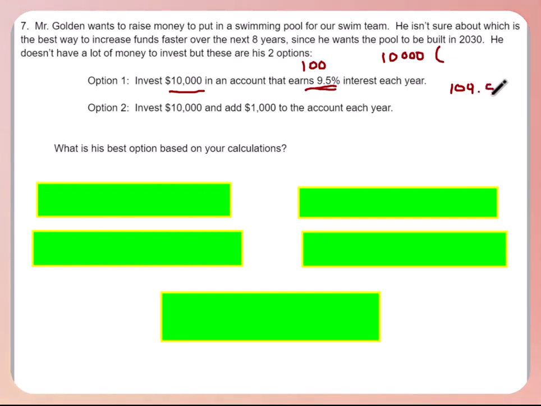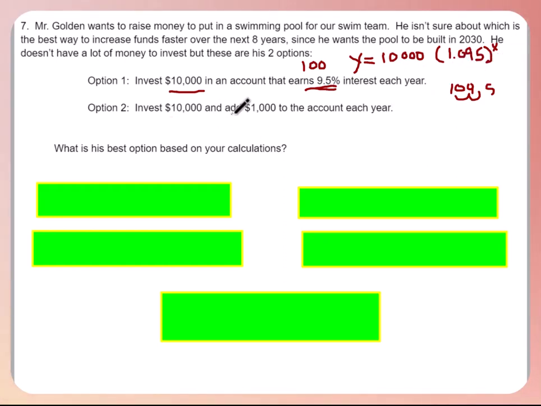Now to change that to a decimal, move the decimal 2 places to the left. So that's 1.095. That's what we'd multiply by each year. Okay, we're going to raise that to the x. So that's what our equation looks like. You can use function notation as well. Instead of y, you can put f of x. All right, go ahead and graph that. Put that in your calculator. Y, or f of x, equals 10,000 times 1.095 to the x.